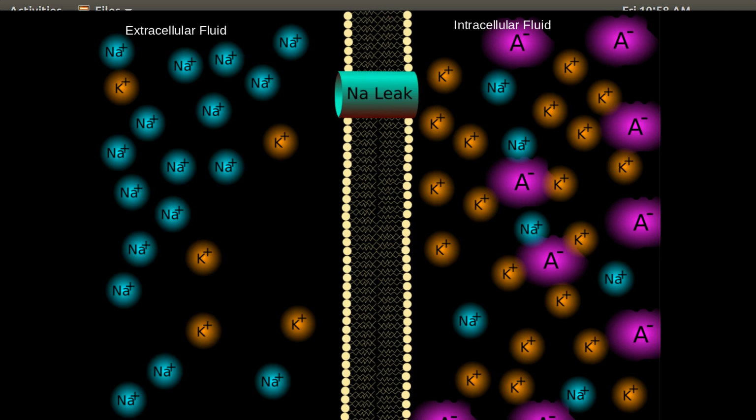Okay, so let's go to the other side. So now we have a sodium leak channel. We also have these sodium leak channels. And so which way is the concentration gradient pushing the sodium?